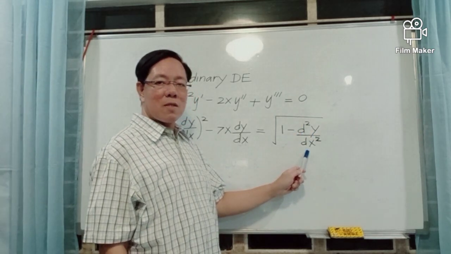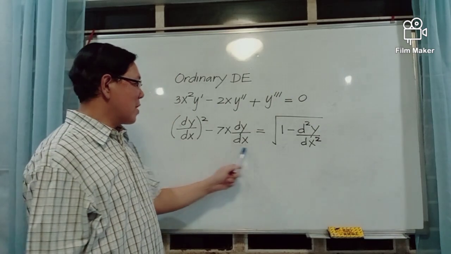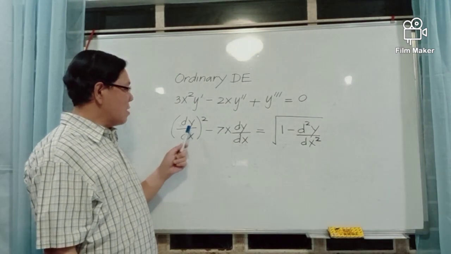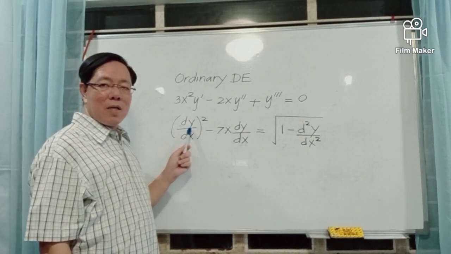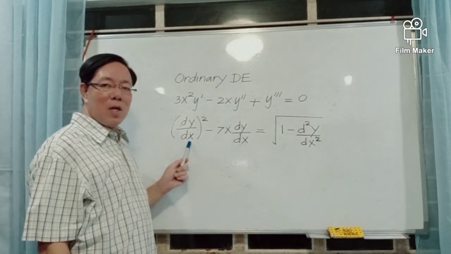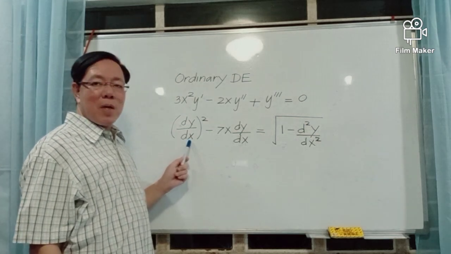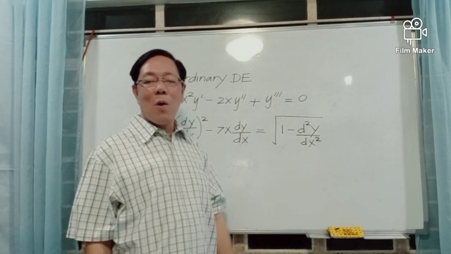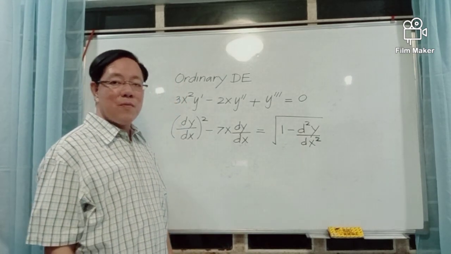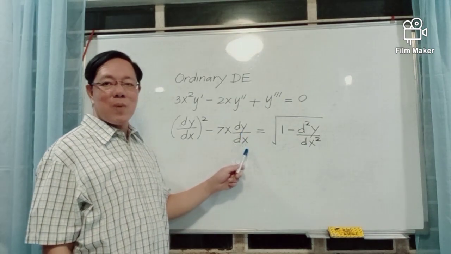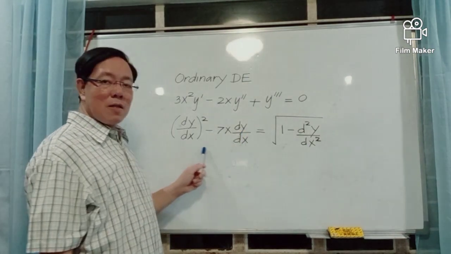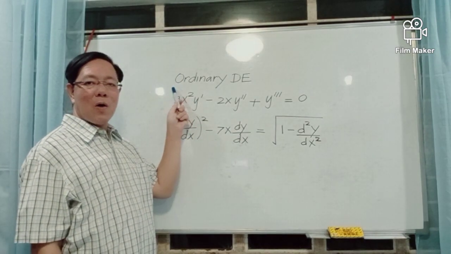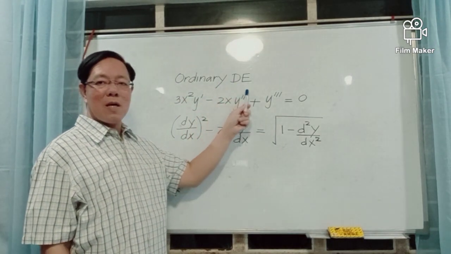with respect to x. This differential equation is an ordinary differential equation because the dependent variable y is a function of only one independent variable x. And this differential equation contains ordinary derivatives of the dependent variable y with respect to x. Thus, this differential equation is another example of an ordinary differential equation.